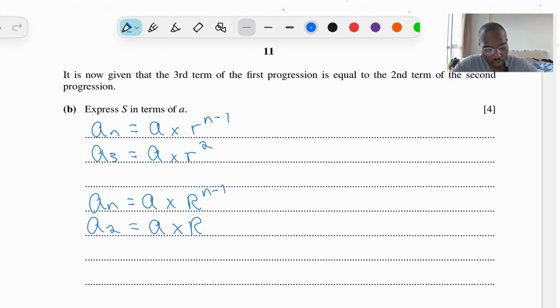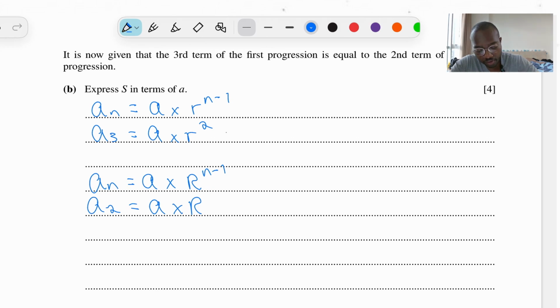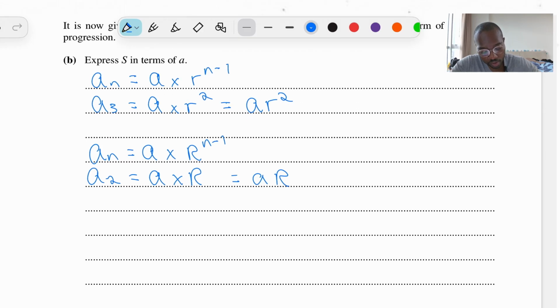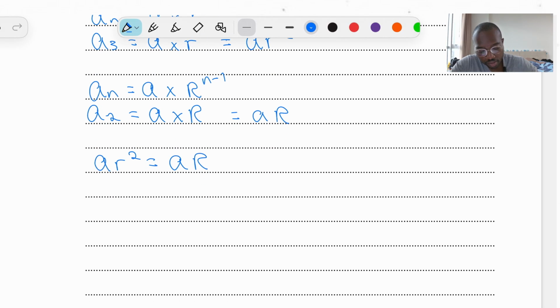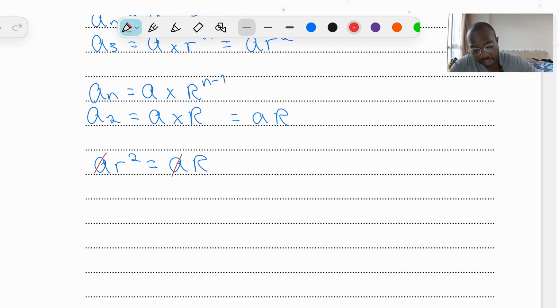So here we know this would be a r squared, and this one would be a capital R, and we know that they are going to be equal to each other. So we know that a r squared must equal aR. Because our a's are the same, we can cancel them out, and we're just left with r squared is equal to capital R. Now we know from the previous question that r is equal to 2 capital R minus 1.